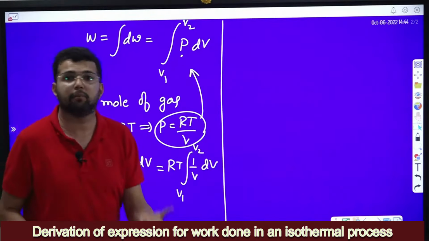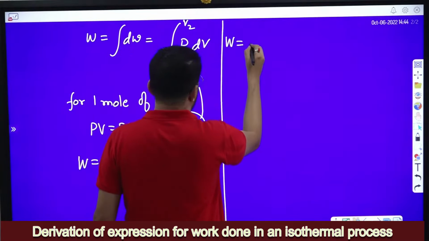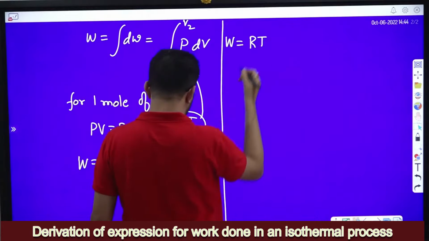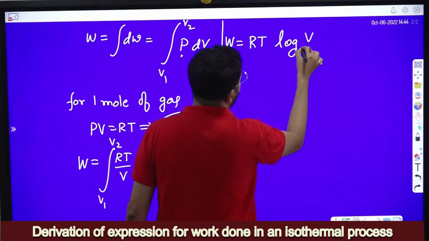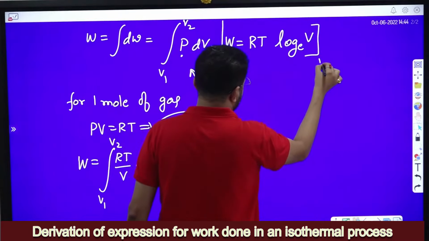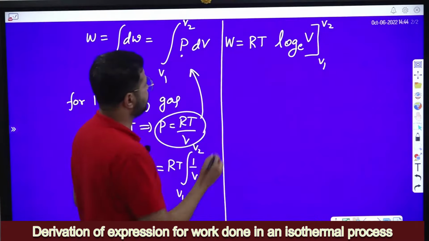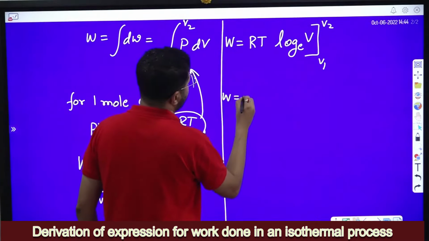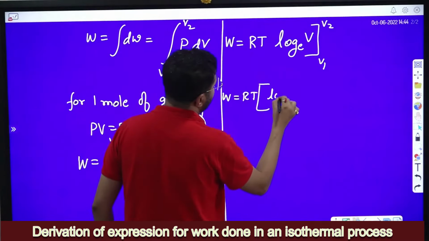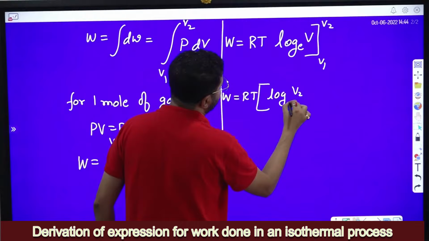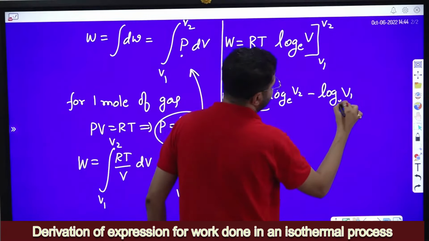We know that integration of 1 by V is log V. So, work done is equal to RT into log V to the base e between the limits V1 and V2. Now, we will apply the limits here. Work done will be equal to RT into, first you apply the upper limit, log V2 to the base e minus log V1 to the base e.